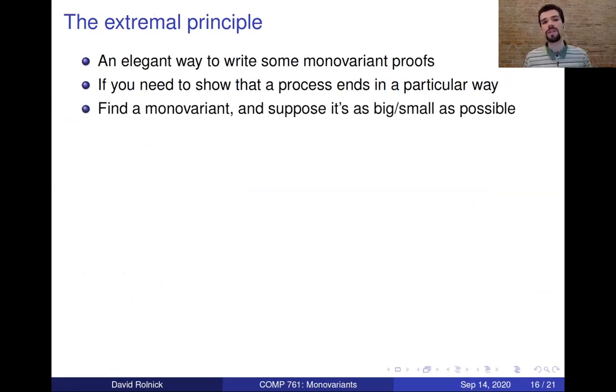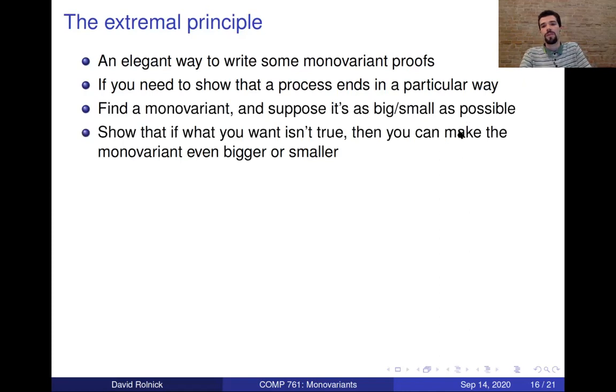The way that this works is to find a monovariant and suppose it's as big or as small as it can possibly be. It's reached its maximum or its minimum. Then the way that the extremal principle works is that you have to show that if what you want is not true, then you can make this monovariant even bigger or even smaller, which would be impossible because you assumed that it is the biggest or smallest that it could possibly be.